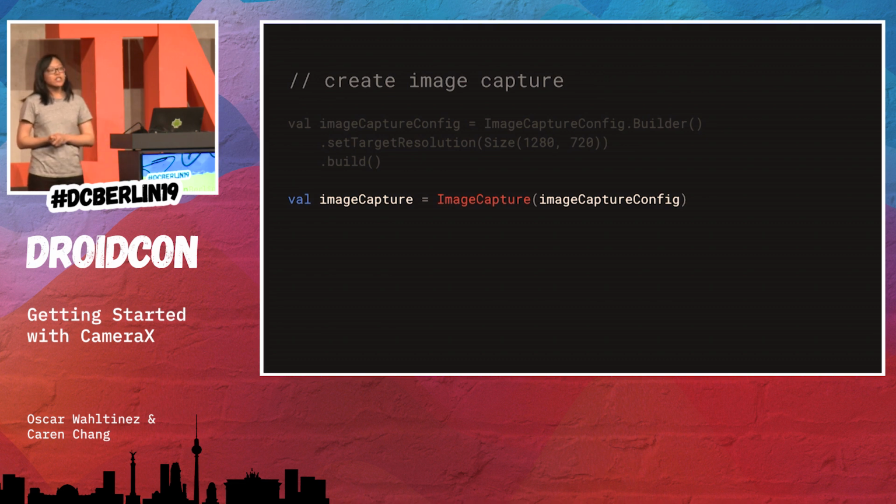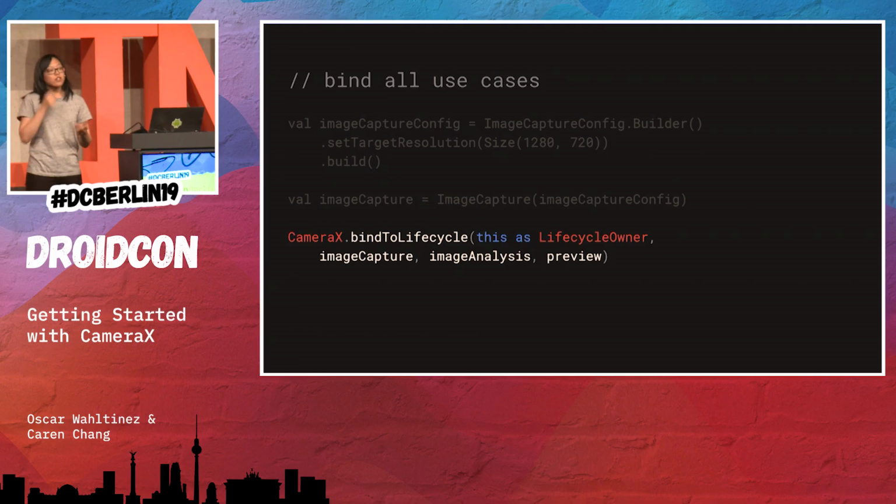So once we have the configuration set up, we can create the use case for image capture. And again, we need to bind this to a lifecycle so that the camera gets started and stopped properly. And as you can see here, we're actually binding all three of our use cases that we talked about before in the same line of code.